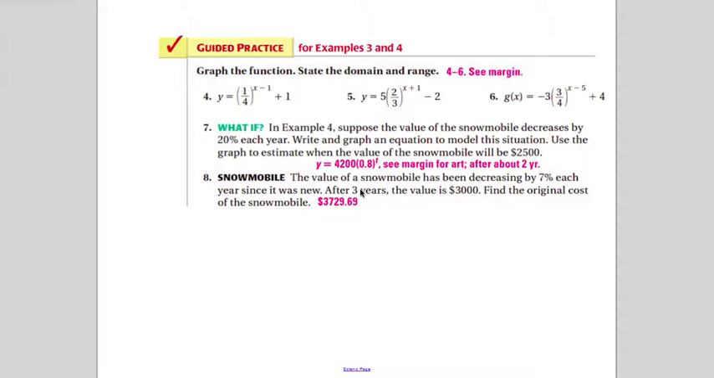Let's go ahead and have you try number 6. When you're ready, you can pause the video. When you're ready, you can press play to see the solution for number 6.